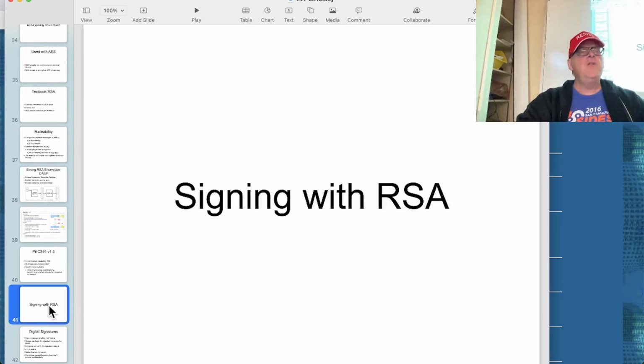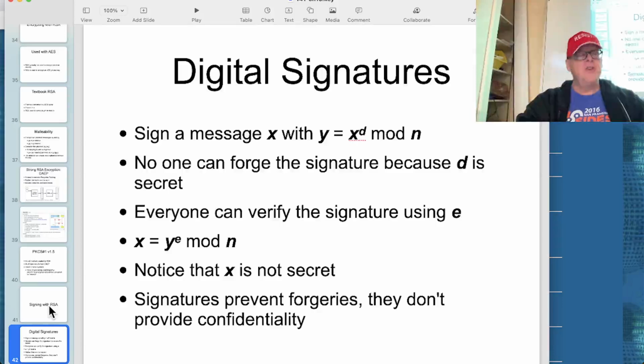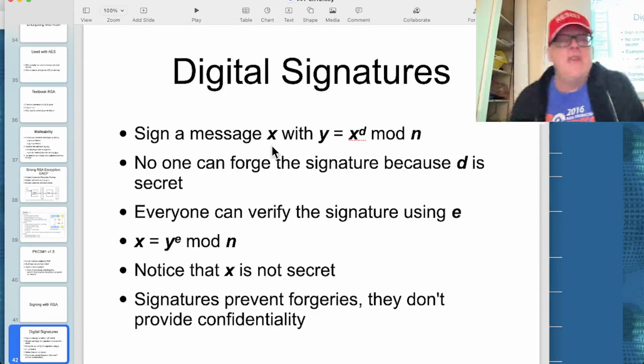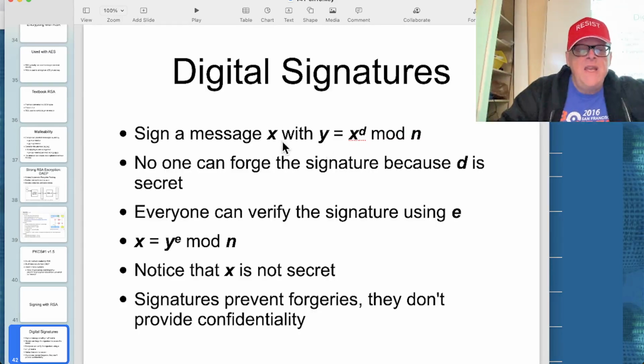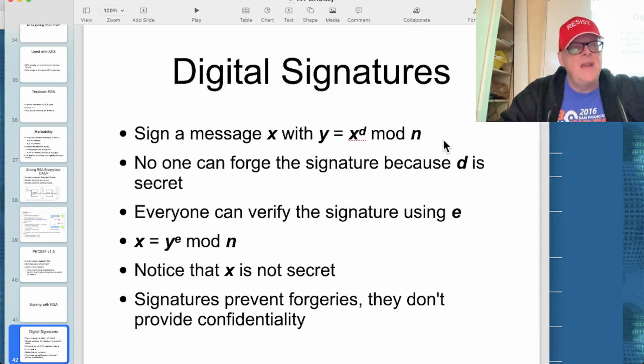All right, so that's encrypting with RSA for confidentiality. Then there's signing, which is another feature of RSA. You can sign a message, which is not intended to make it confidential, but just intended to prove the identity of the author. So what you do is you take X to the D mod N, and D is your decryption key, which is secret. So you treat the plain text message as if it was ciphertext and decrypt it.